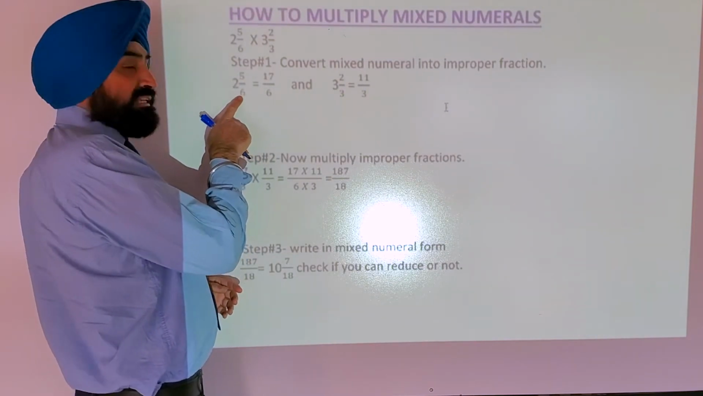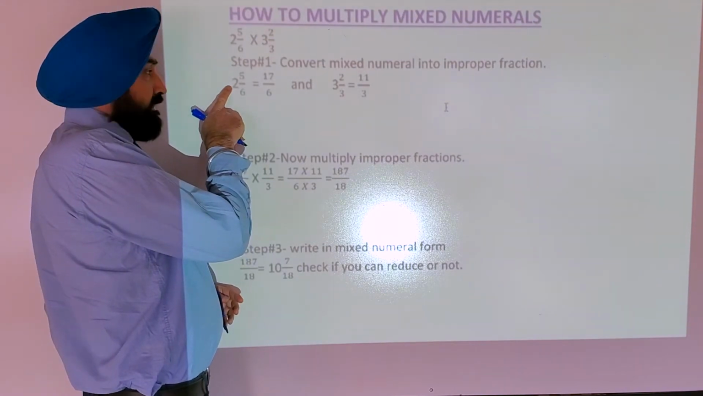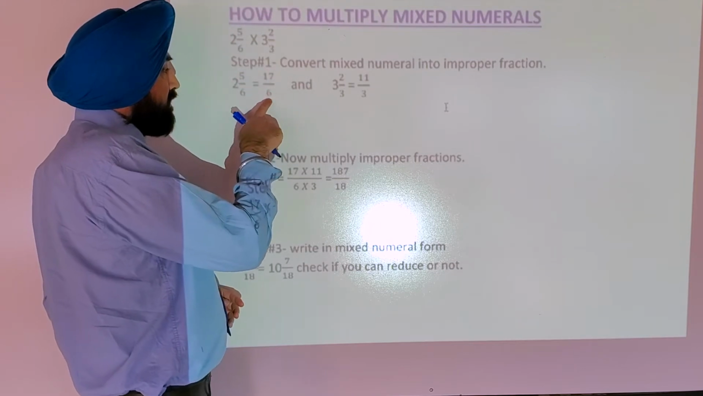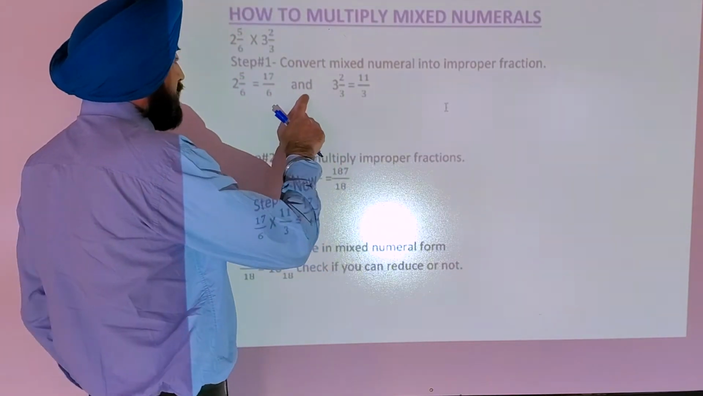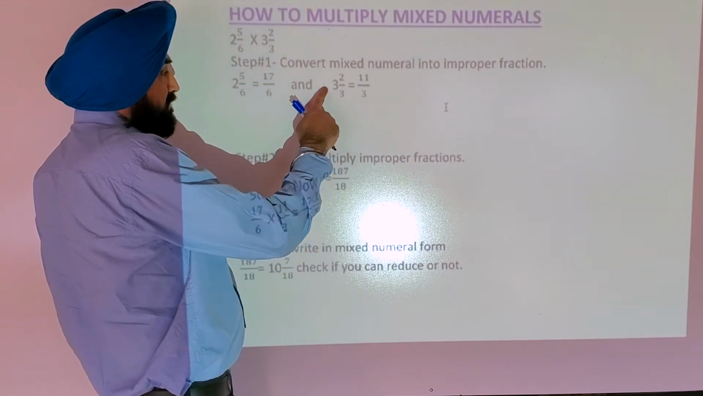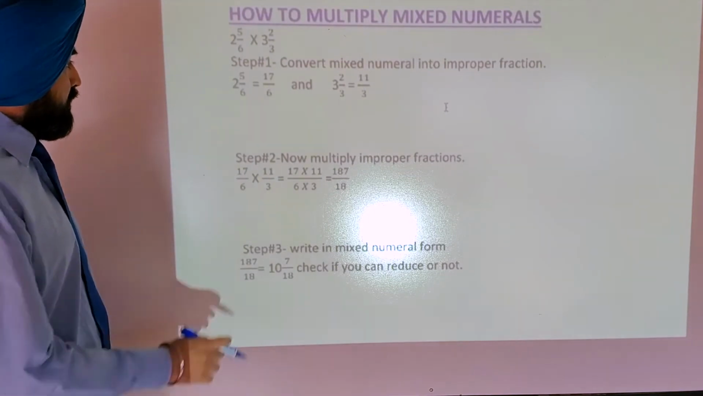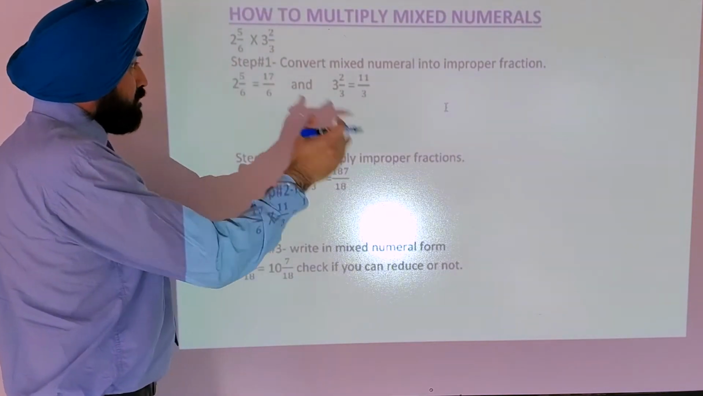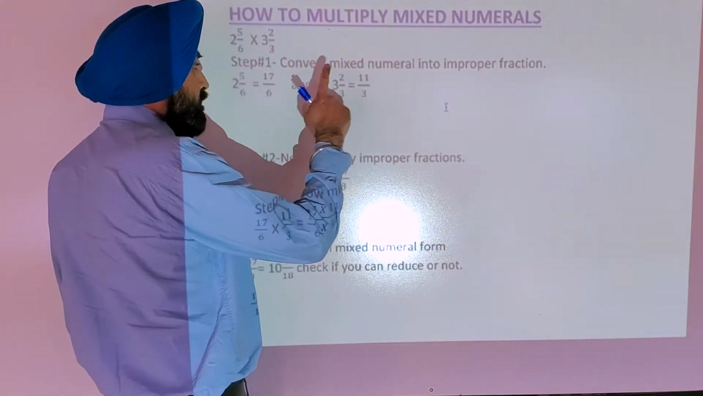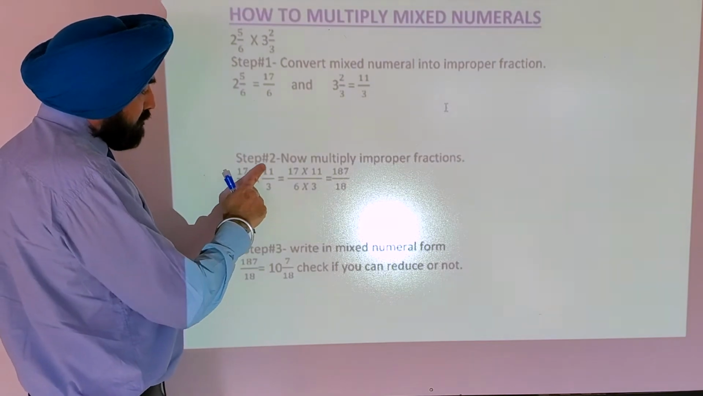So how do we convert 2 5 over 6 into improper? 6 times 2 is 12. Whatever we get, then add the top number. So 6 times 2 is 12, plus 5, 17 over 6. Similarly, 3 2 over 3 we will convert into improper. 3 times 3 is 9, plus 2, 11 over 3. Now we converted both mixed numerals into improper fractions. Now we will multiply improper with improper. So 17 over 6 multiplied by 11 over 3.